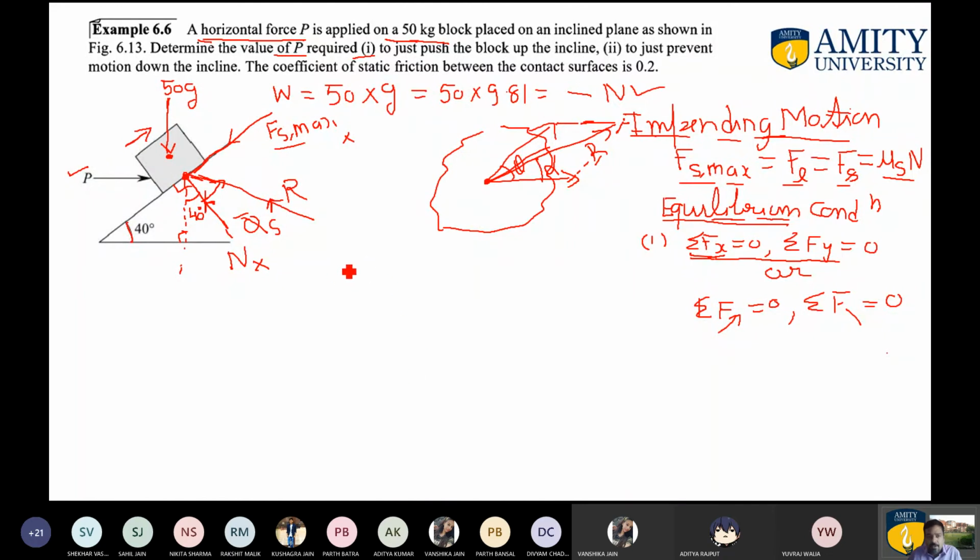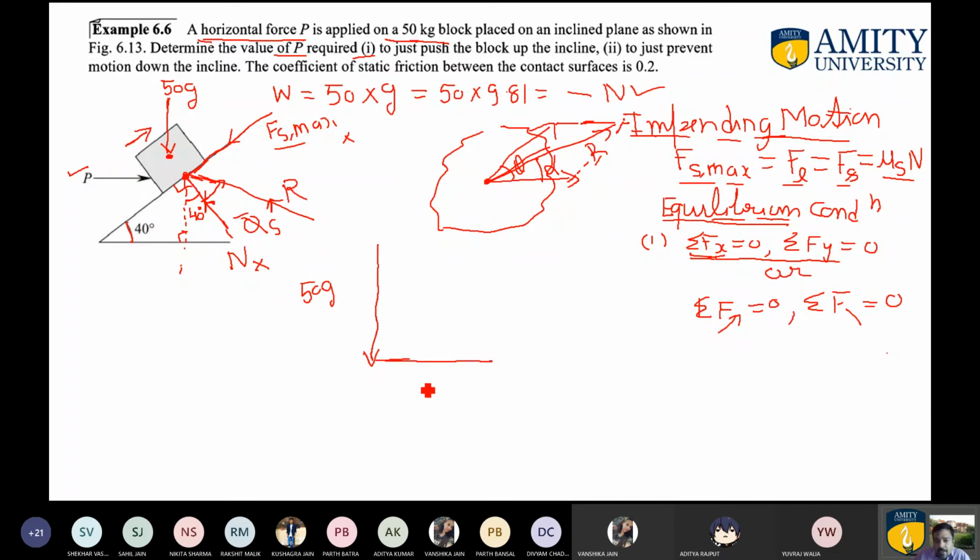So what you are going to do, first force, let the first force be 50g. I am drawing it as it is in the required direction. So this is force number 1, which is 50 multiplied by g. Very quickly I am going to solve it. After that, the second force is P, which is acting in the horizontal direction.